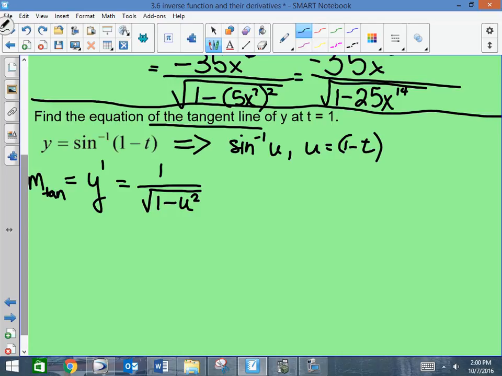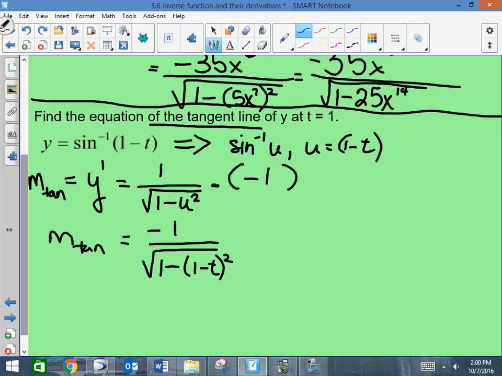And you said u squared? Good. And what's the derivative of 1 minus t, Aaron? Good. Okay, I'm going to multiply straight across. I'm going to get my negative 1, and at the same time, I'm going to put my u back in, which is 1 minus t squared. Okay, that's the slope of the tangent, but we know we're at t equals 1, so I'm going to plug in t equals 1 now.